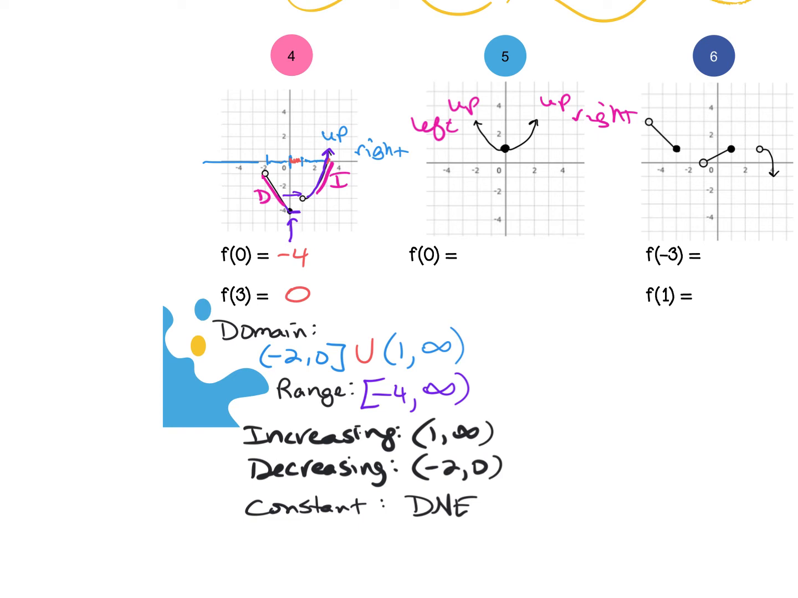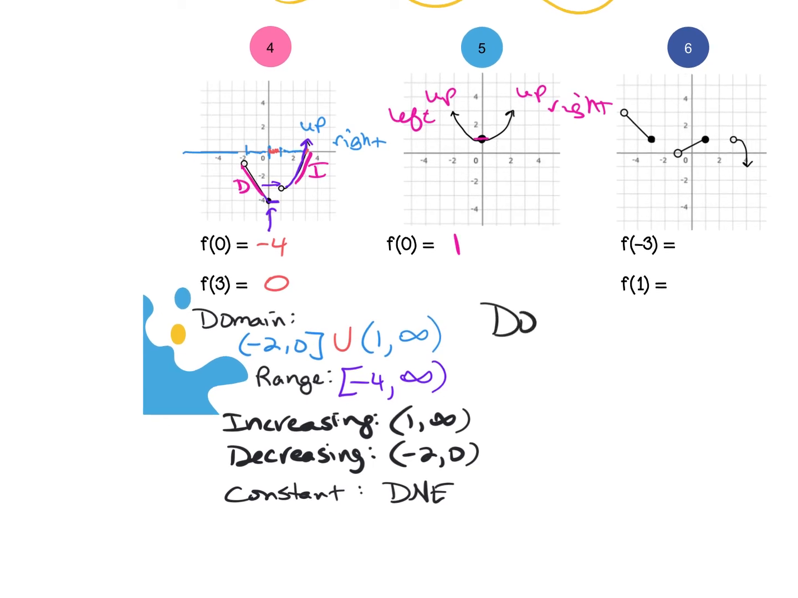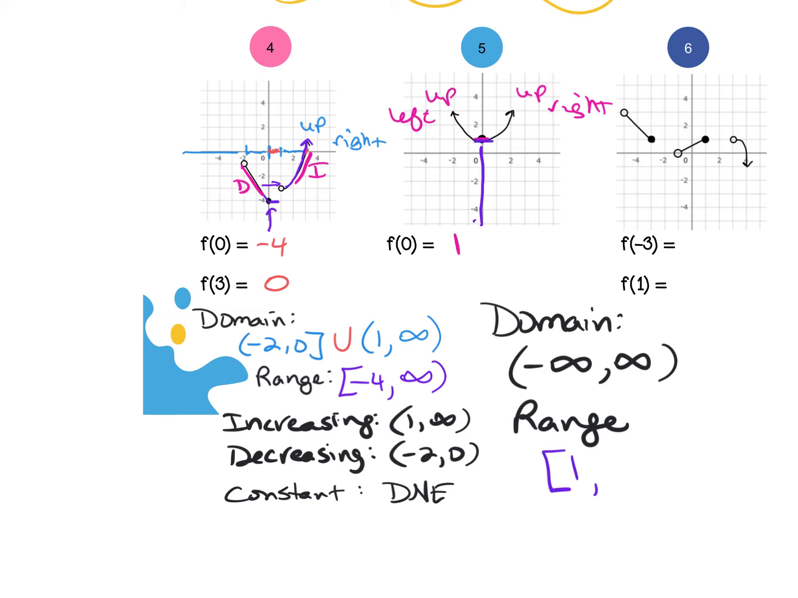Now, my f of 0, notice this ordered pair here for the y is 1. So f of 0 is 1. My domain, again, because those arrows are going to keep going wider and wider and eventually cover the entire x-axis, the domain is all real numbers, -infinity to positive infinity. The range, again, bottom to top. So the first y value I encounter is 1 with a bracket, and it goes to infinity. Those arrows are pointing up. So the range here goes from 1 to infinity.